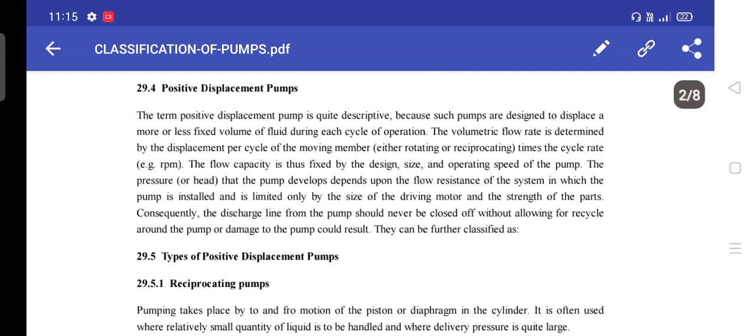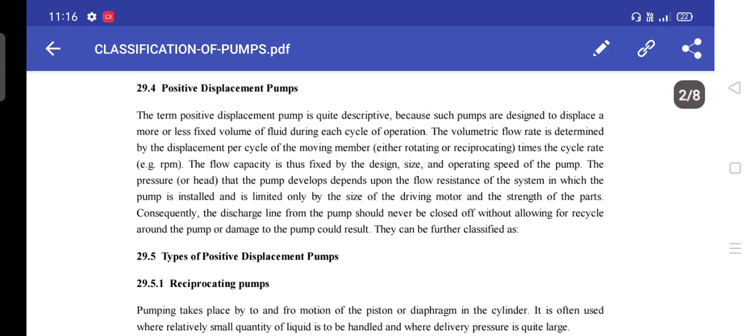The term positive displacement pump is quite descriptive because such pumps are designed to displace a more or less fixed volume of fluid during each cycle of operation. The volumetric flow rate is determined by the displacement per cycle of moving members, either rotating or reciprocating, times the cycle rate, for example RPM. The flow capacity is thus fixed by the design, size and operating speed of the pump.